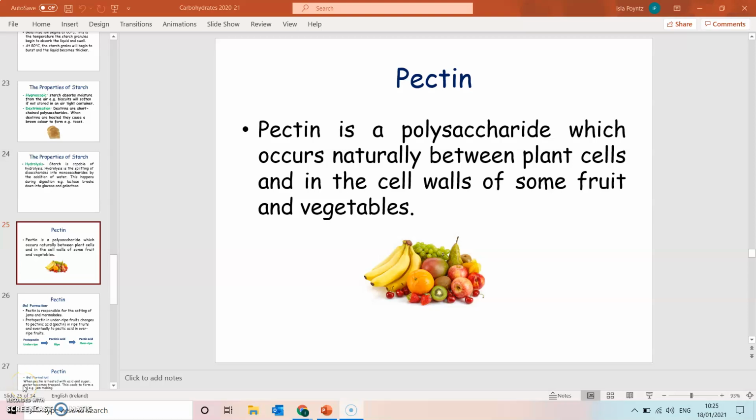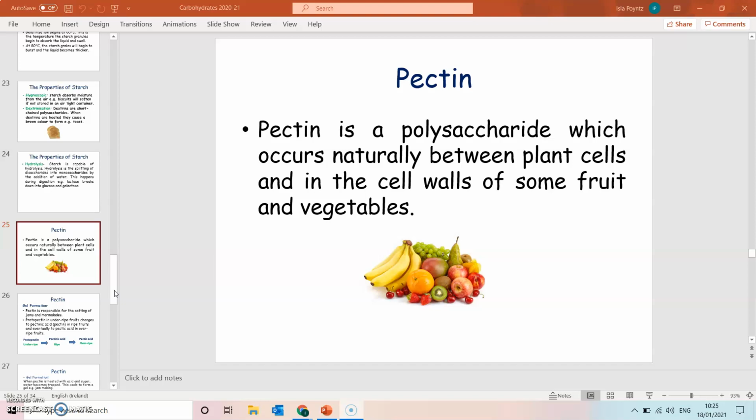Okay, guys, just the last three slides there that just didn't fit into my last recording, just simply on pectin. So we looked at the properties of sugar, we've looked at the properties of starch, and now we're going to have a little look at the properties of pectin, which is a polysaccharide.